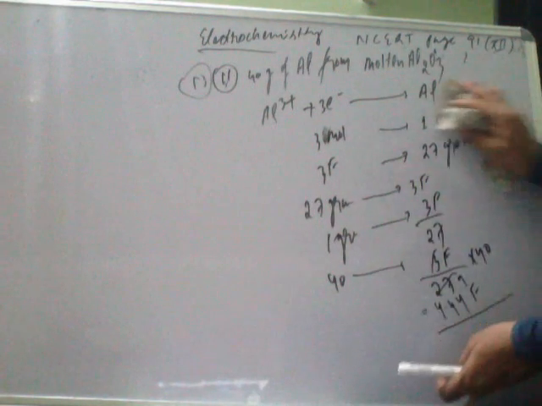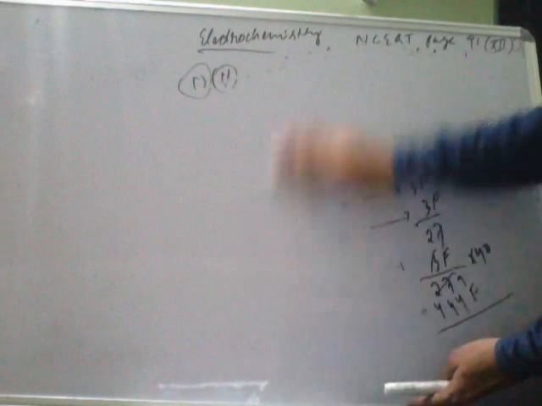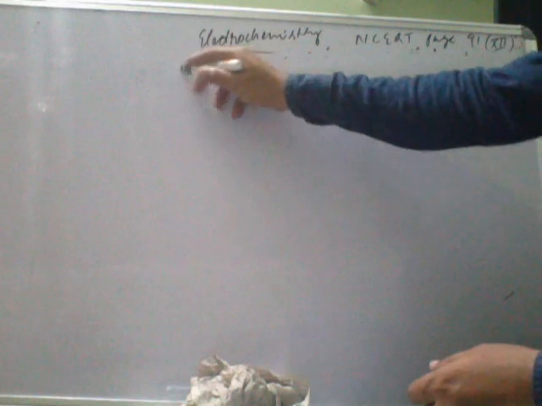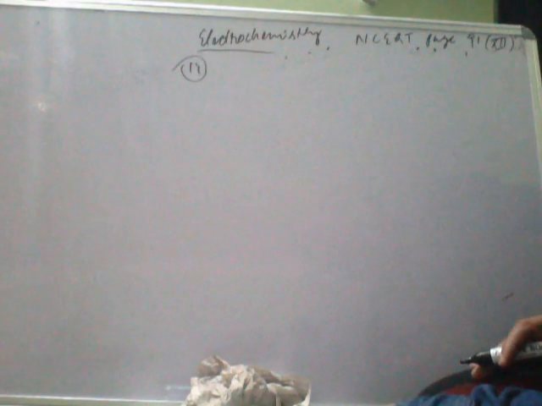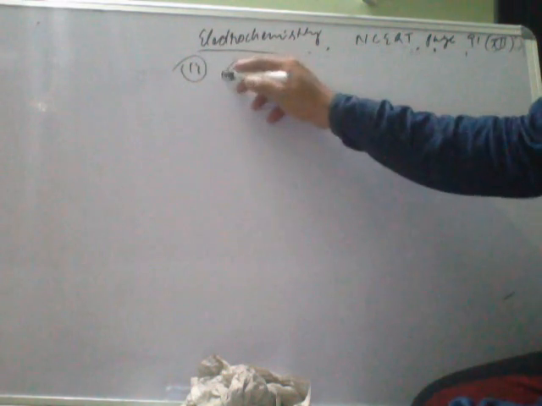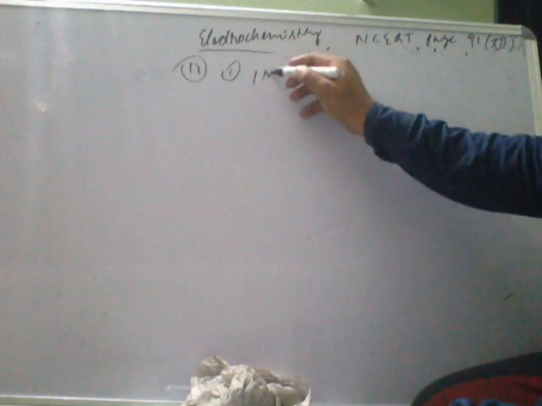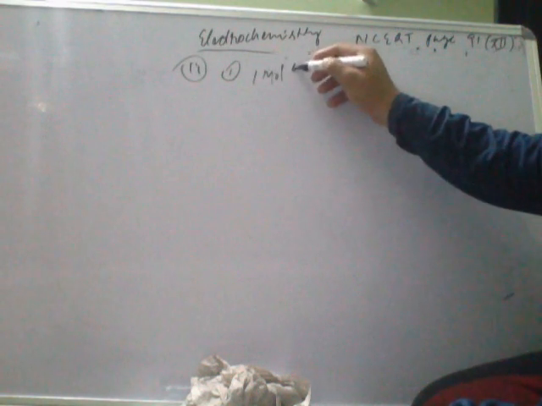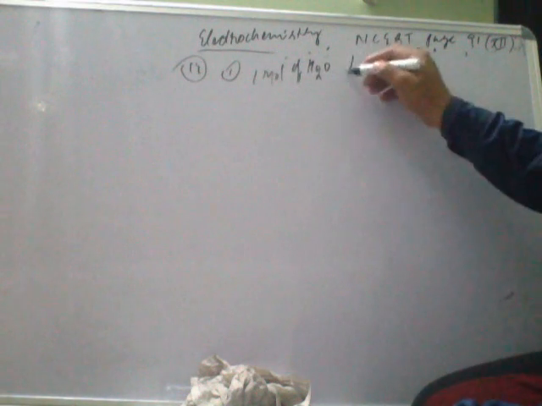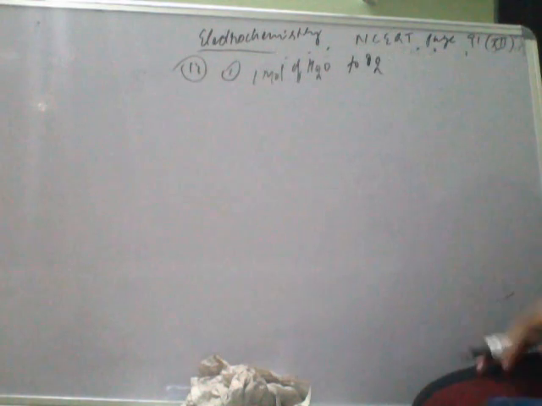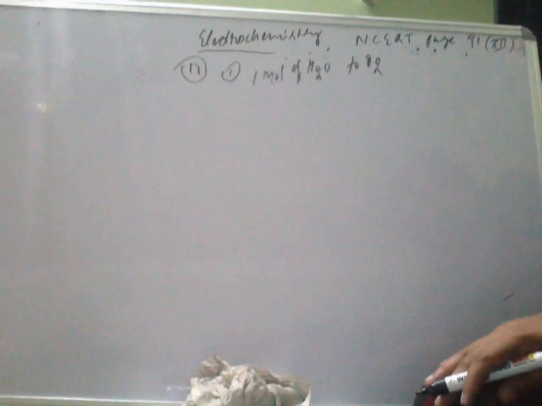Now we have to go for question number 14. Let us go for question number 14. Where is question number 14? Let us see here. What is the question saying? How much electricity is required in coulomb for the oxidation of, first, 1 mole of H2O to O2? We oxidize H2O into O2.